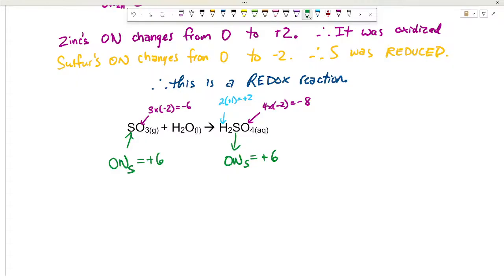So it'll always equal 0 in covalent compounds? Well, it doesn't equal 0 here. It's +6 here. They sum to 0. It always sums to the charge of whatever the thing is. In this case, what's the charge of SO3? 0.